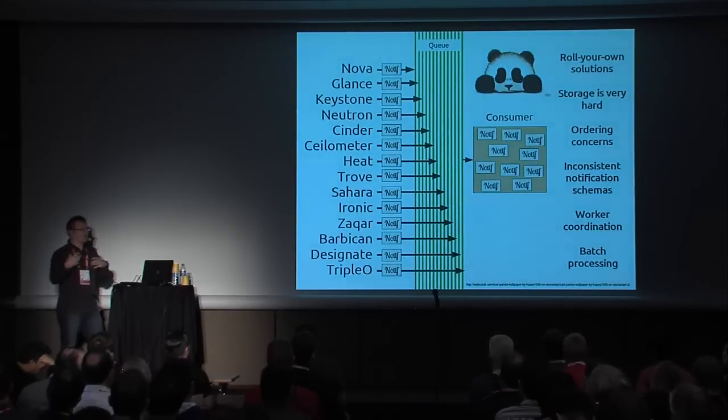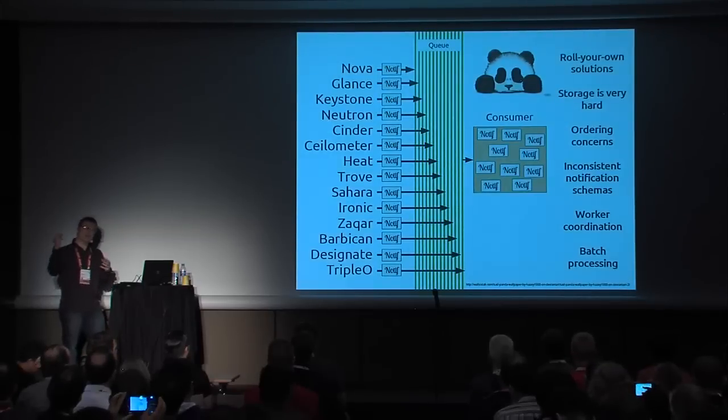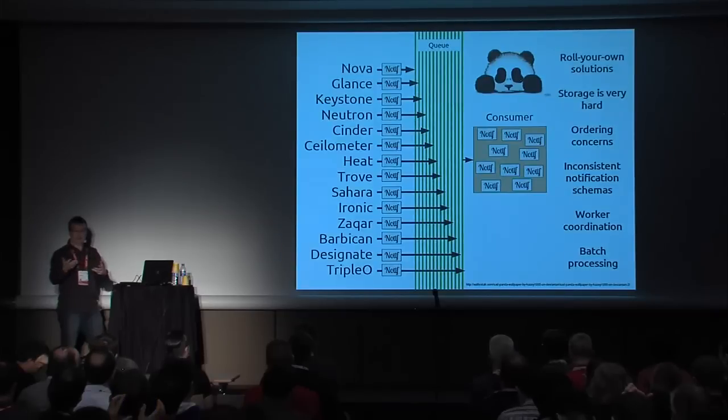And then when you want to process those streams, having your downstream workers coordinate that data and fetch it is pretty expensive. It usually results in a lot of batch processing. So people will do big queries against the database, pull out the events that they're interested in, and then do some work on it. And that's expensive.